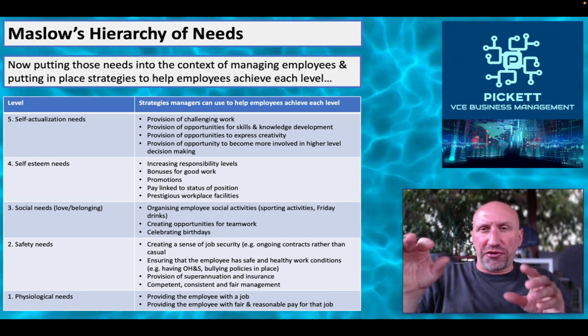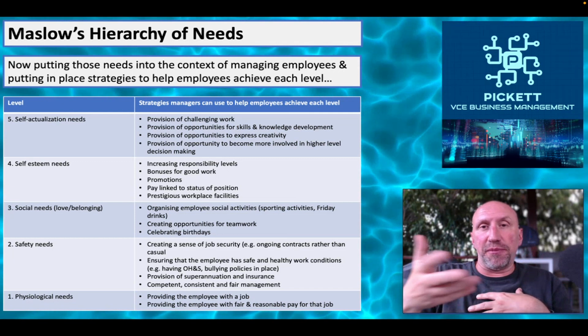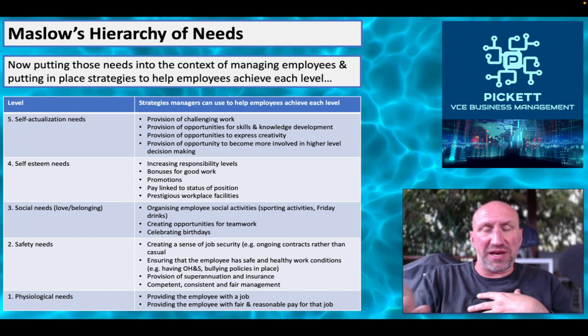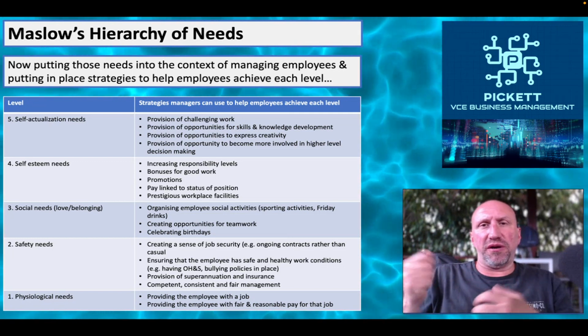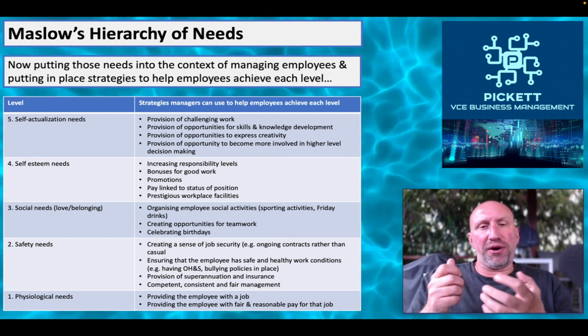So now level three becomes the driver, the motivator for that employee. They don't feel part of the team, and that's not a nice feeling. When you go to work, you want to feel part of something. You want to feel part of the team.